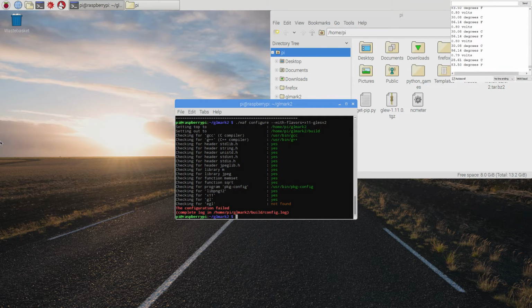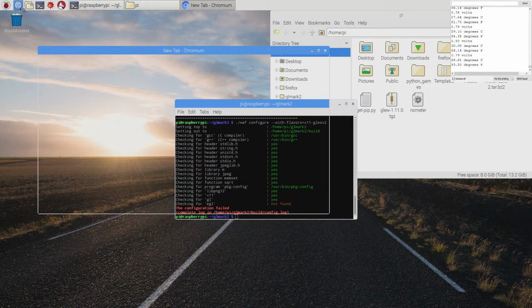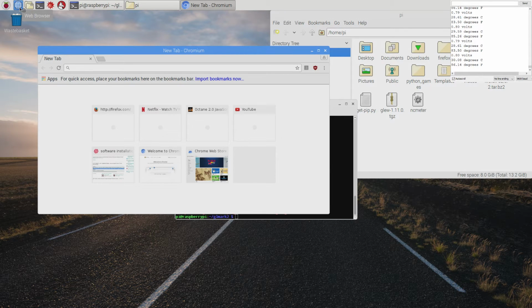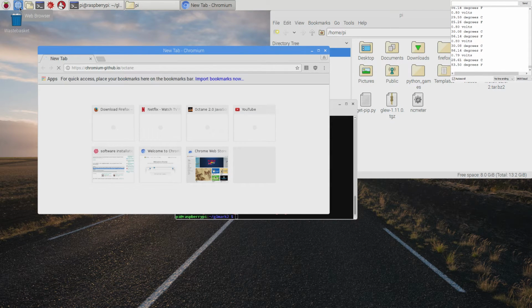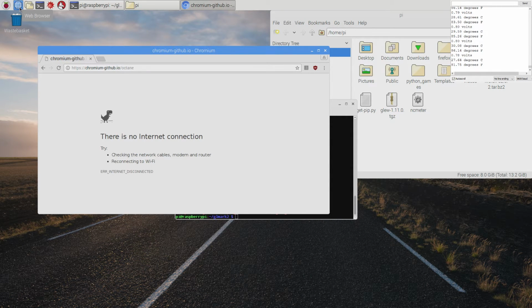Let's do that browser test. It's JavaScript Octane 2.0. And like I said before, it's an interesting story that Google is just not into it because Microsoft is using it to show off Edge. It's funny.